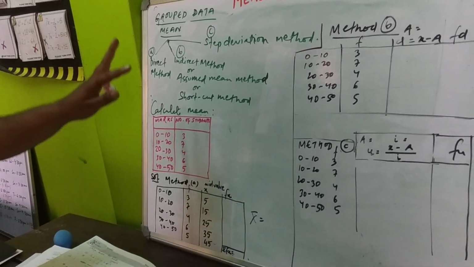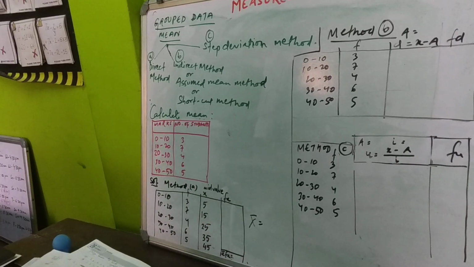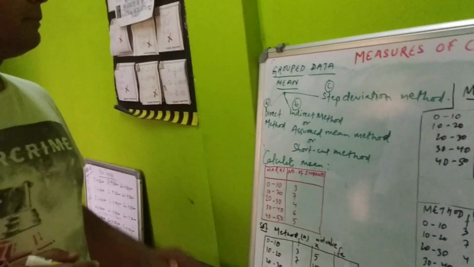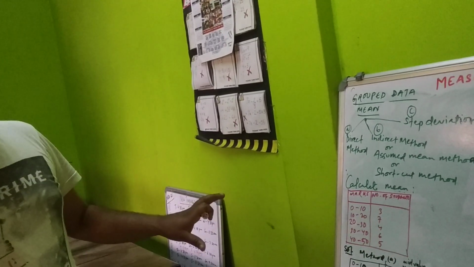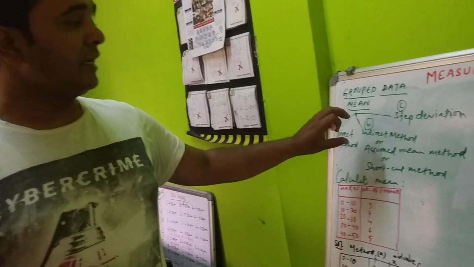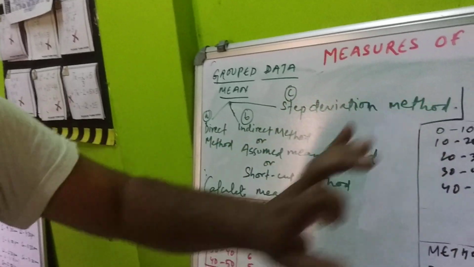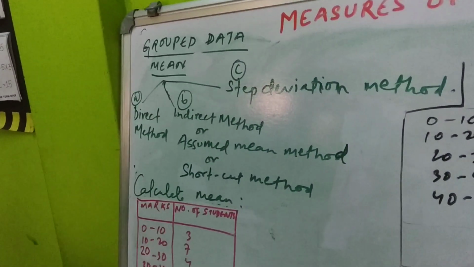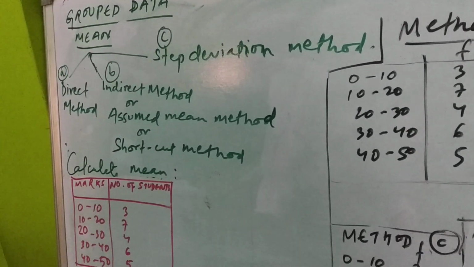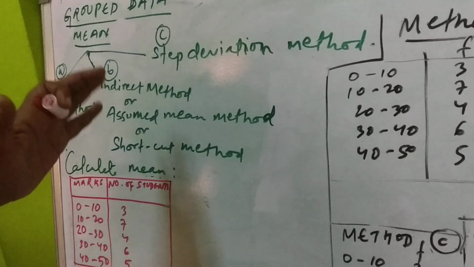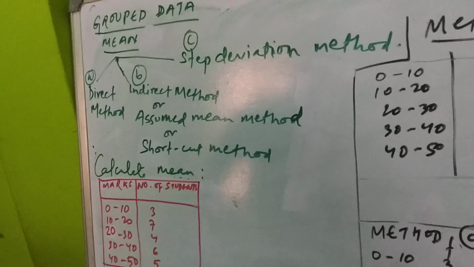Okay, so let's move on to the grouped data. Under the grouped data, first let's take mean. For calculation of mean, ICSE prescribes 3 methods: direct method, indirect method and step deviation method. You need to understand that in exams, the method may be specified in the question. So that is why it is important for students to know all the 3 methods of calculation of mean.